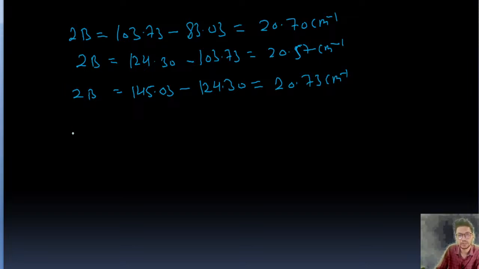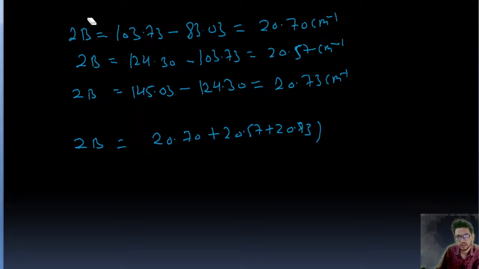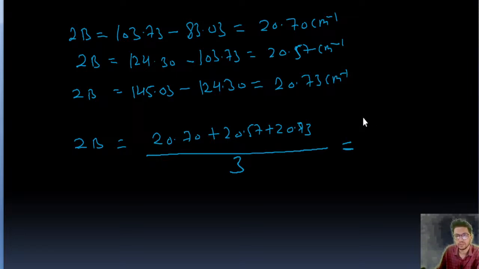So the average value of 2B is going to be 20.70 plus 20.57 plus 20.73, divided by 3, and this value is going to be 20.67 centimeter inverse.